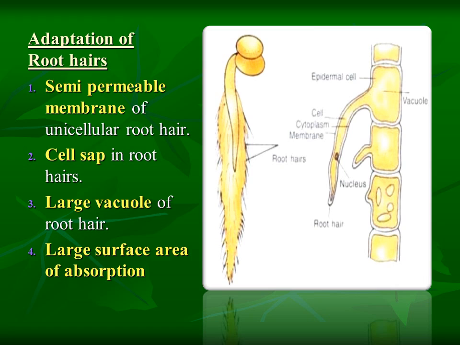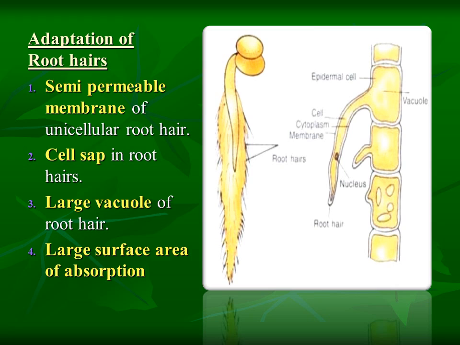Second is the cell sap present in the root hairs. It is the second adaptation. What is its function? The cell sap in root hairs has higher salt concentration, because of which osmosis will occur and water from the soil will get absorbed into the cell.